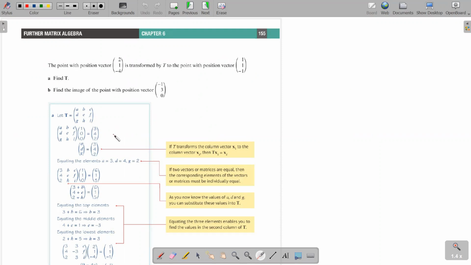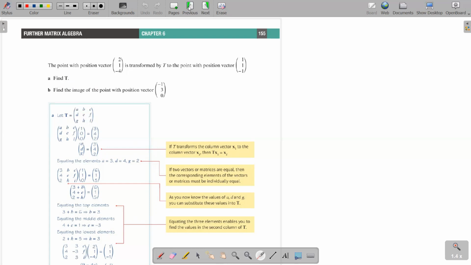Okay, how do we find T? Can you remember the technique we use? Now you're supposed to find the matrix T. So we say let T be a 3 by 3 matrix, built up using these letters A, B, C, D, E, F, G, H, I. Okay, and then how do we find the matrix T?